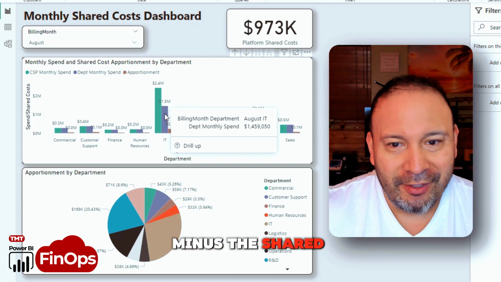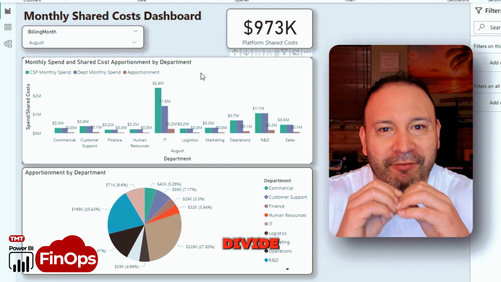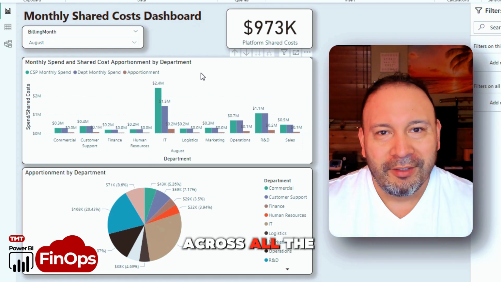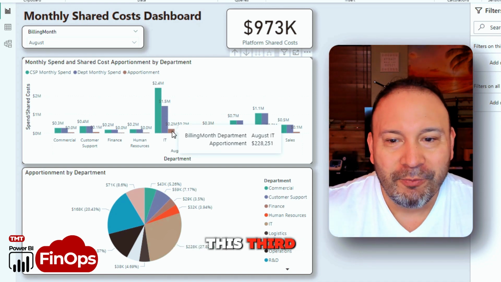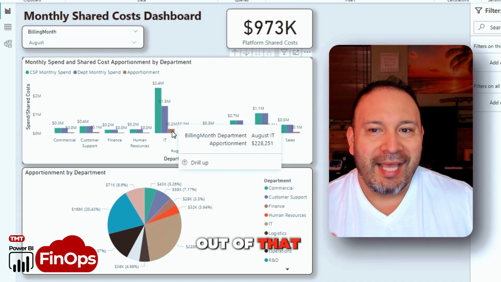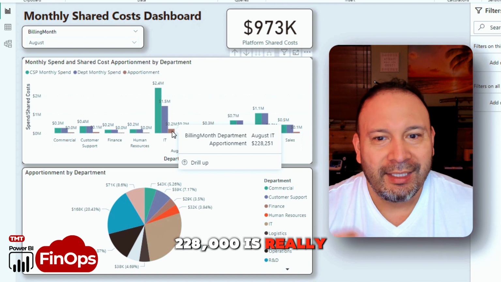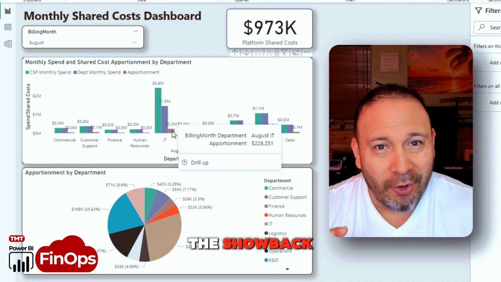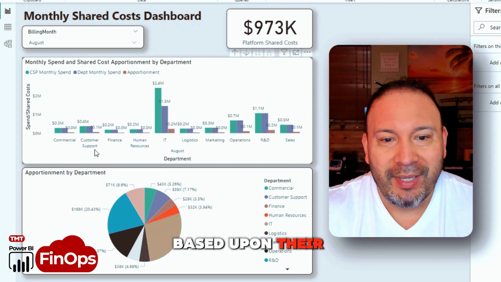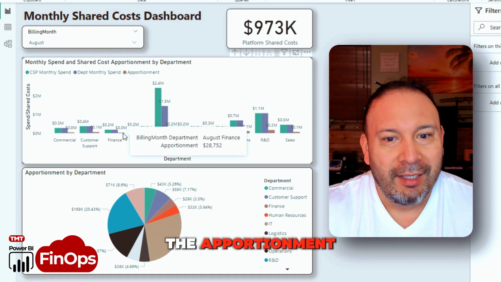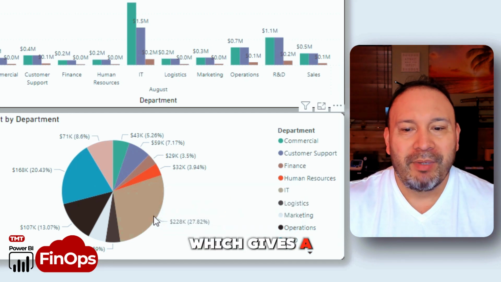But now that we subtract the shared cost, we need to use that apportionment formula to break down and divide across all the departments the appropriate shared costs and allocate them appropriately. And that's where this third bar comes in. So now you can see that out of that $973,000, $228,000 is really catered towards IT. And that's where the showback or potentially even the chargeback would go. And for all the other departments, based upon their spend here, we can see the apportionment broken down. And in the lower portion here, we can see a pie chart, which gives a bigger view.